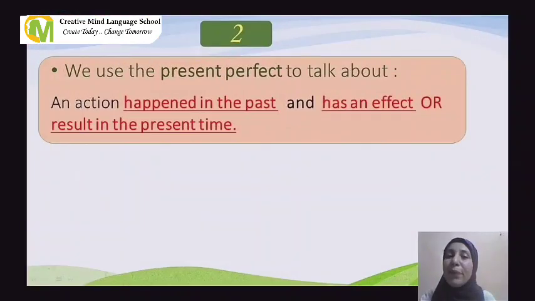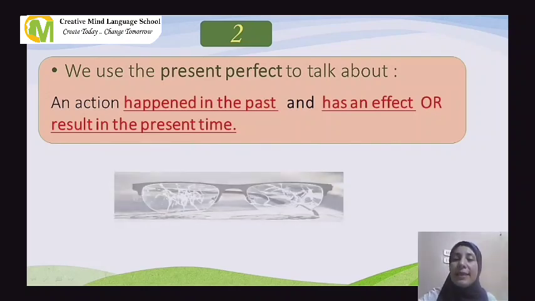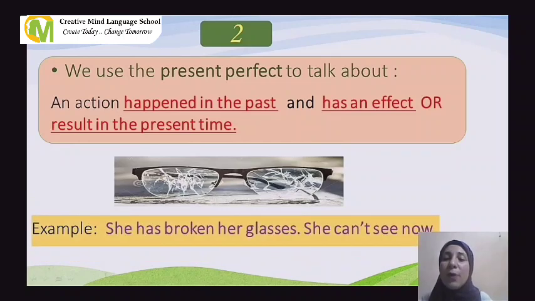We use the present perfect to talk about an action happened in the past and has an effect or result in the present time. Example, she has broken her glasses. She can't see now. Okay? If someone has broken the glasses, what happened? What is the result? Here, the tense is in the present perfect. We use it because it has a result in the present. What is the result? What is the effect now?